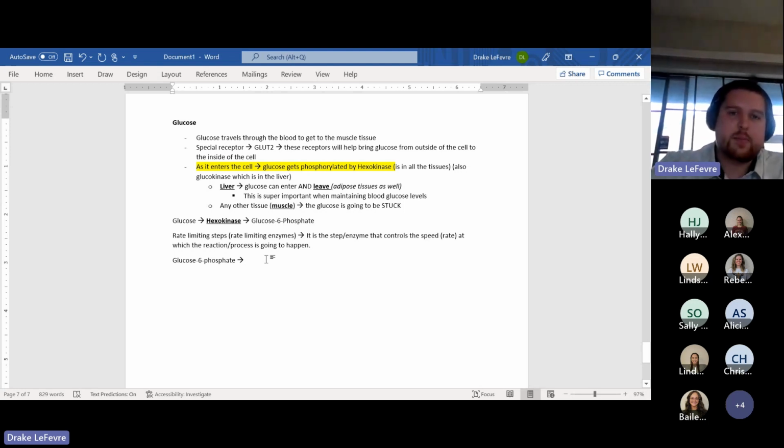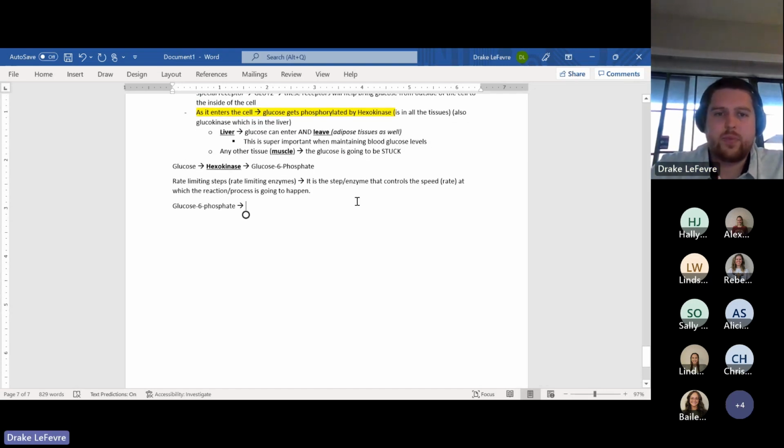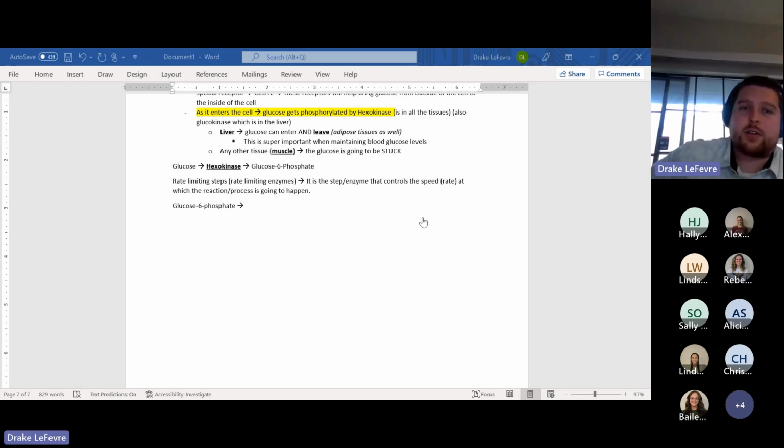Okay. The next step in the process, glucose 6-phosphate. I'm just going to give you guys the enzyme, and I want you to try not to look at any of your notes, and try and figure out what the next thing would be in the process without looking at any of your notes or anything, okay?